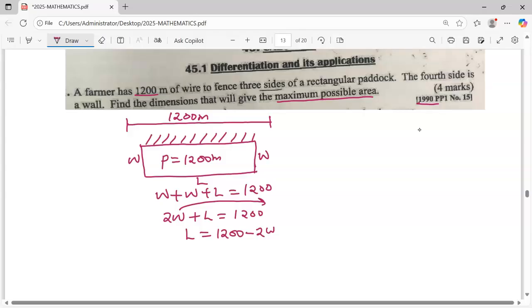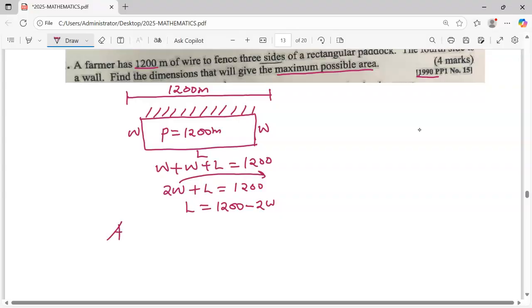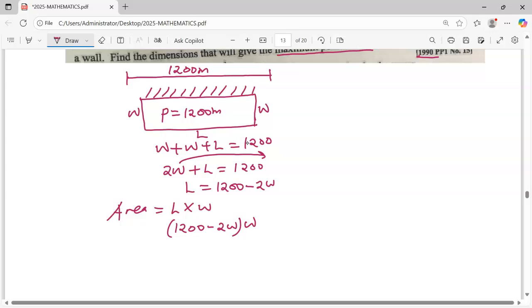Since we are talking about maximum possible area, we are going to find the area of the rectangular enclosure by simply multiplying the length times the width. The length has been given as 1,200 minus twice W. We multiply by the width. If you open the brackets, we are going to have 1,200 times W, giving us 1,200W. Negative twice W times W will give us negative 2W squared.